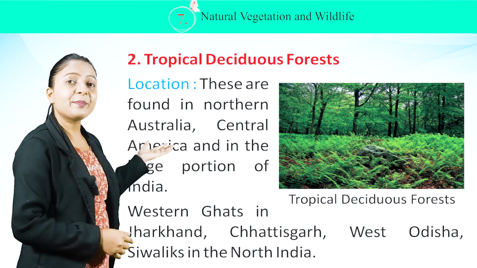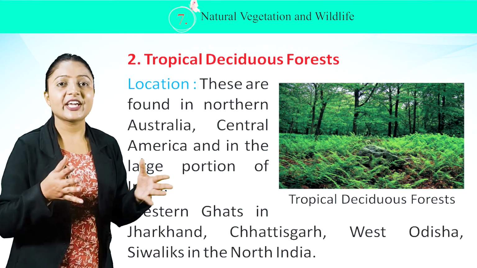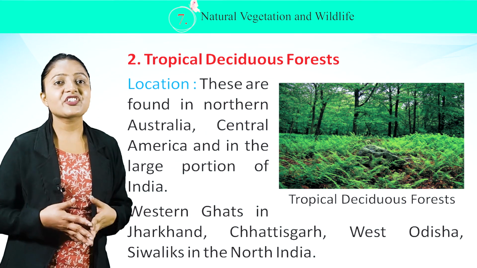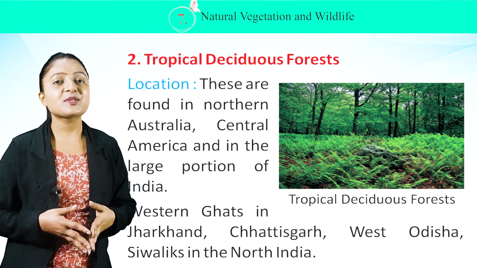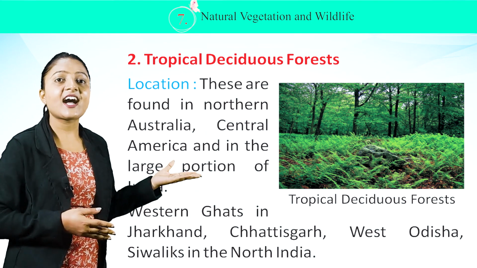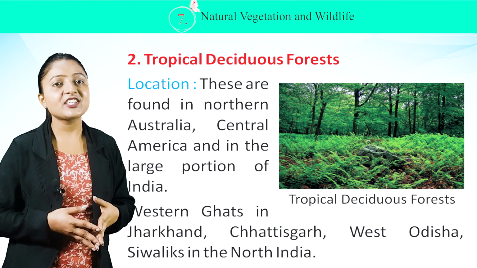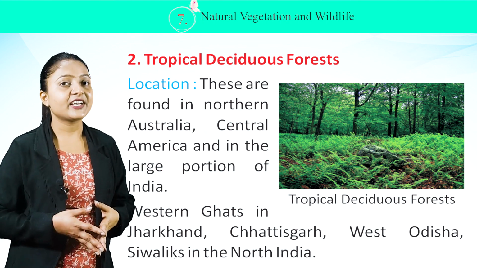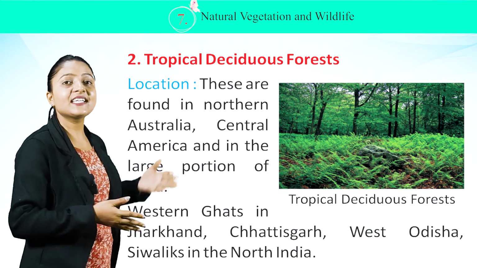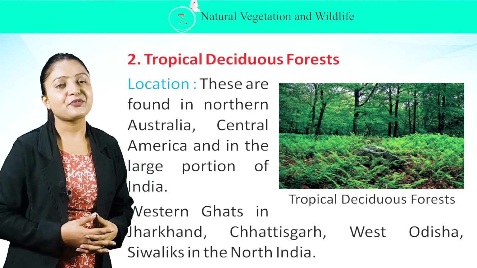Number 2. Tropical deciduous forest. Location. These are found in northern Australia, Central America, and in a large portion of India. Western Ghats, Jharkhand, Chhattisgarh, West Odisha, Shivaliks in North India. In this image, you can see the tropical deciduous forest.